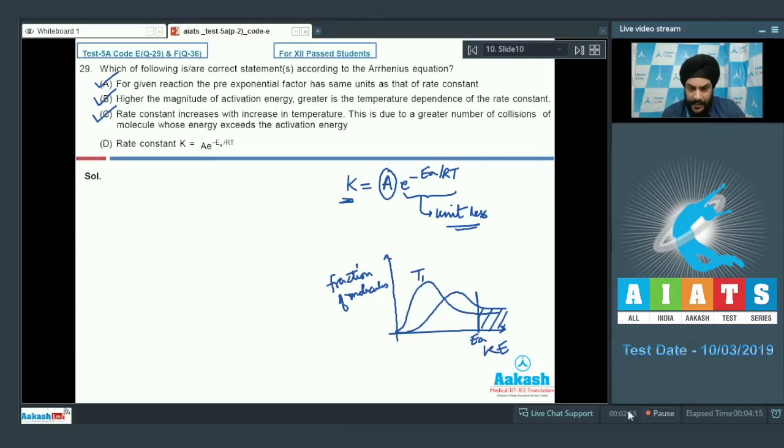If we talk about statement D, the rate constant K is given by A e to the power minus EA by RT. So this statement is also correct. So students, for question number 29, we have to mark all the 4 options as correct. Let us look at question number 30 now.